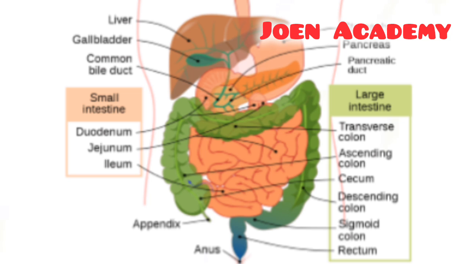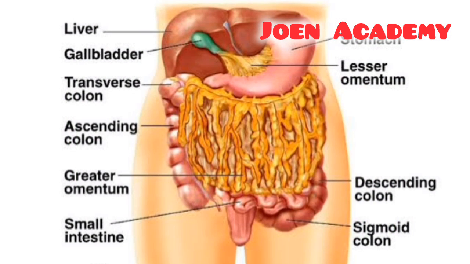Posteriorly, its mesocolon attaches it to the head and body of the pancreas, and the second part of the duodenum. Anteriorly, it is separated from the anterior abdominal wall by the greater omentum, which hangs down like an apron from the stomach and transverse colon.